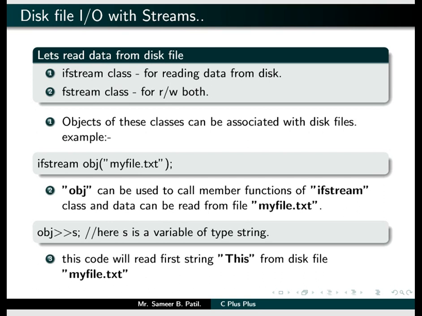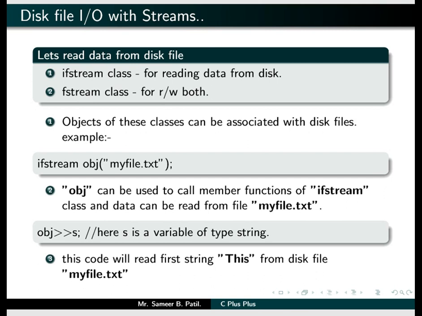Let's read the data from disk file. In the last video we have written the data. Now we are going to read the data from the disk file in part 2. So if we want to read the data, we have an option of including a class called ifstream. Also we have seen that the fstream class can be used for writing purpose. We have used it in the last video. Now in this video we can use it for reading purpose also. We will see how to use it.